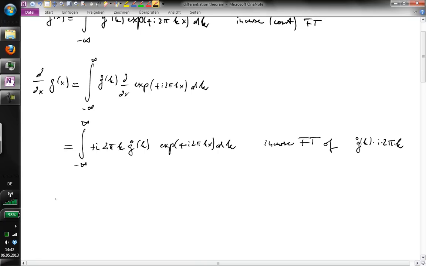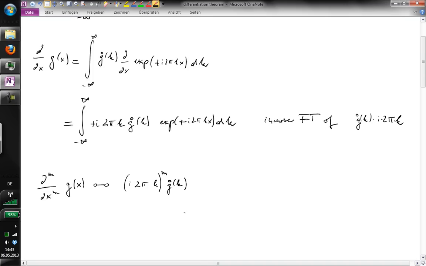Okay, so more generally speaking, if I take the mth derivative, then I have to take this to the mth power. The mth derivative has this Fourier transform, and it is this multiplication. So let's say this is k and this is here. I'm drawing the imaginary axis.